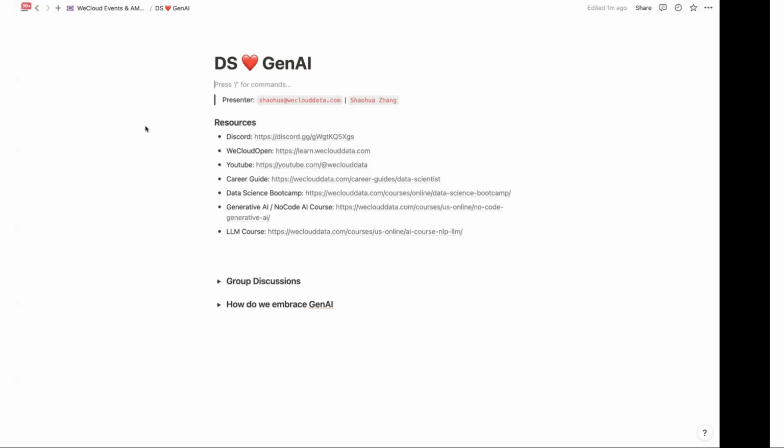So tonight we're going to talk about data science and generative AI. In particular, we'd like to focus on everyone's understanding of generative AI and its impact on data science. And as someone who would like to work in the data field, what should we do? Should we embrace generative AI? How much do we need to learn about generative AI?